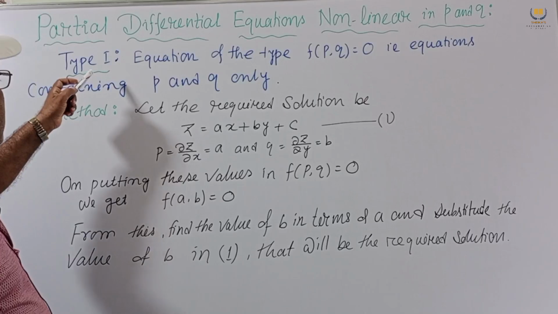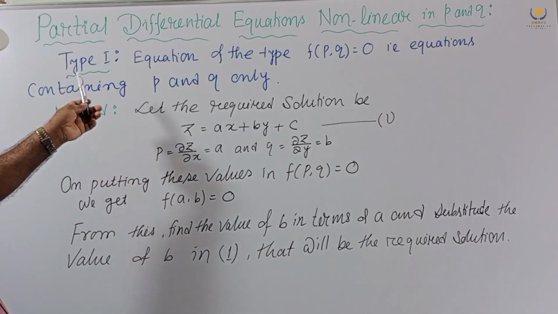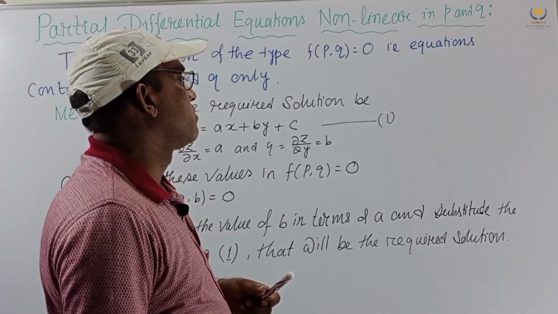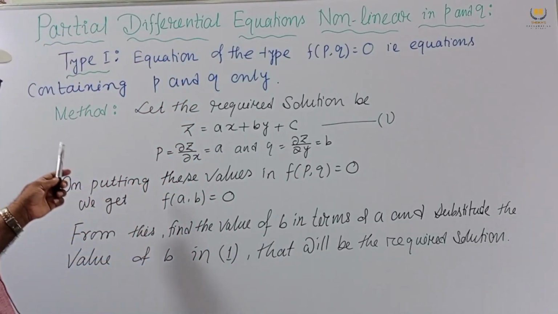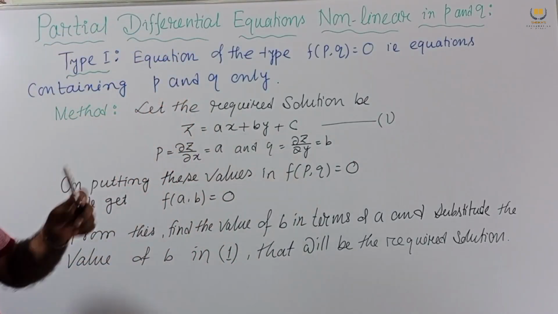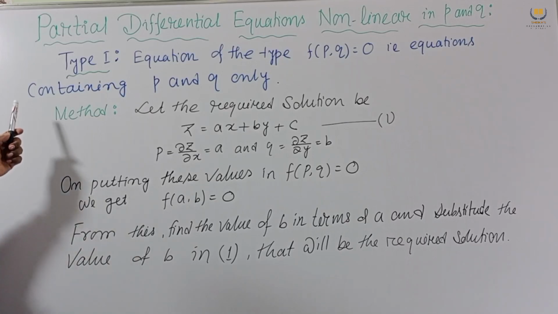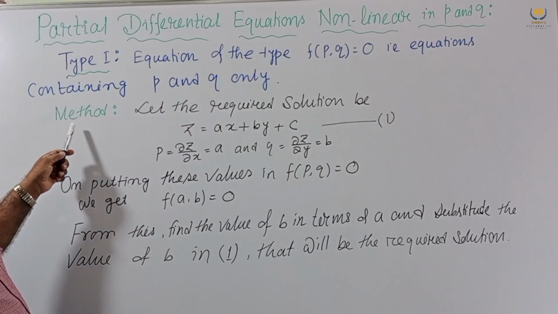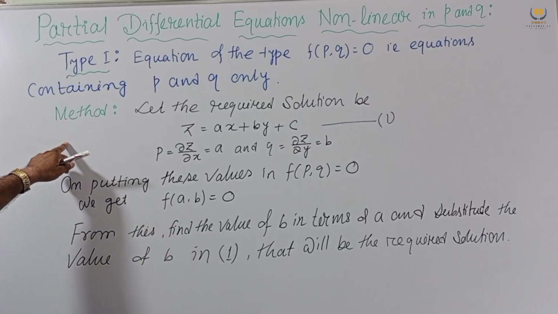So there are different types we have. Type 1: equation of the type f of p comma q equal to 0. That is, the equation containing p and q only. So in this equation we have only p and q. How to solve this?